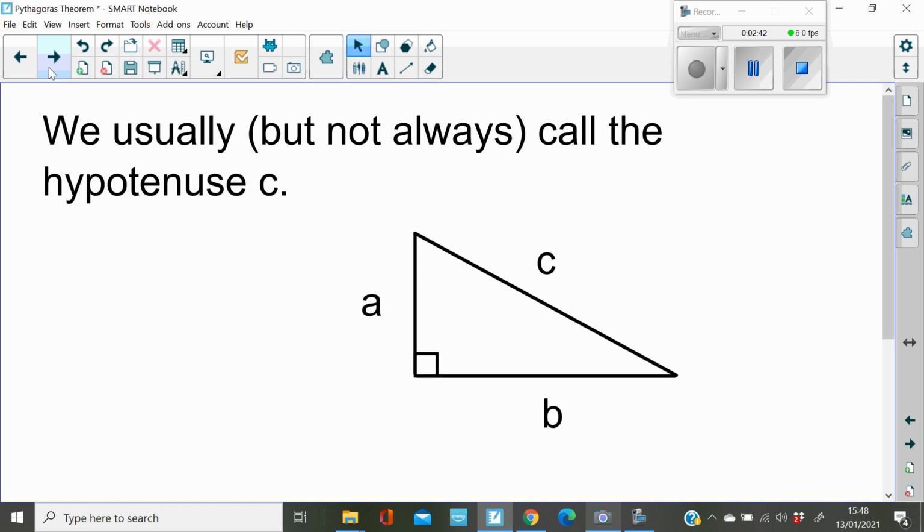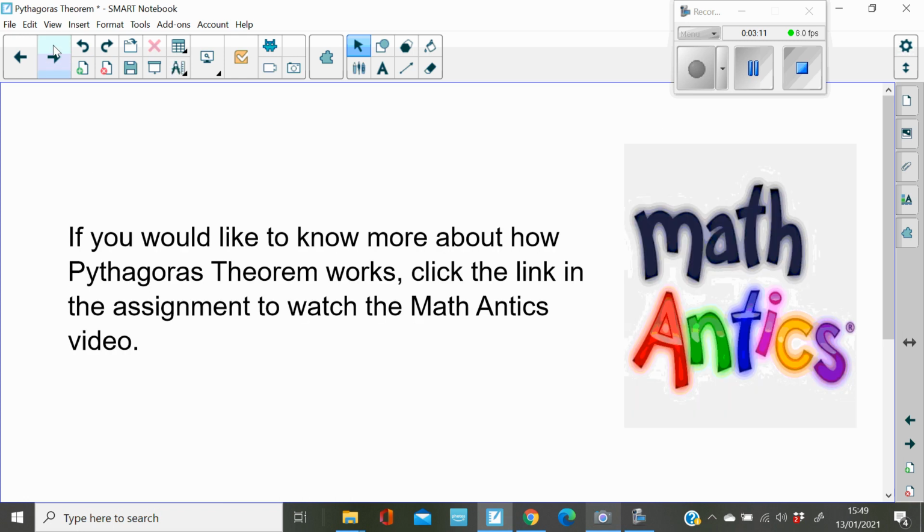So in this particular triangle, C is the hypotenuse. It's across from the right angle. So therefore, c squared is equal to a squared plus b squared. You don't have to learn exactly where that comes from, but I'll post a video that you can watch if you're particularly interested. It's a Maths Antics video. It gets mentioned later on in the slides. We usually call it C. It doesn't have to be A, B, and C, but that's generally what we use most of the time. You'll need to go into your assignment to find the link for the Maths Antics video if you want to find out where this Pythagorean theorem comes from.